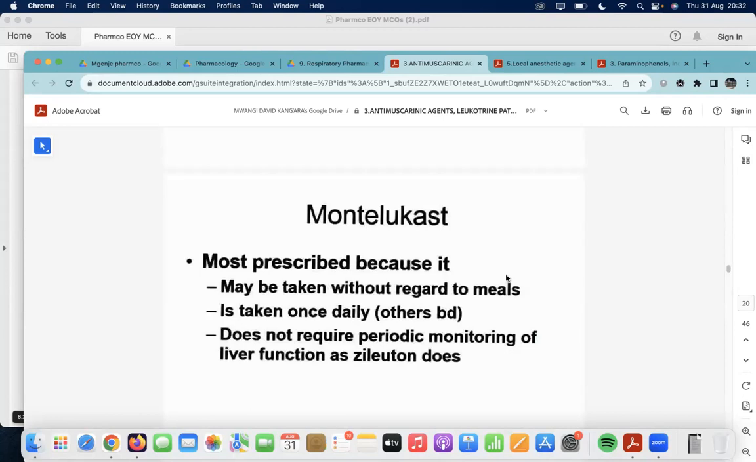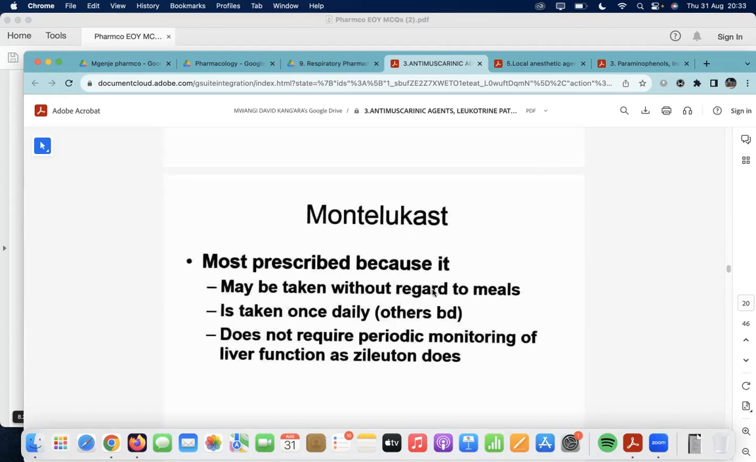So I really encourage you guys to go and read on eicosanoids, the topic of eicosanoids in second year, because it will help you relate better to what's being discussed now in third year. So Montelukast is most prescribed because it may be taken without regard to meals. It's taken once daily, others twice daily. It does not require periodic monitoring of liver function as Zileuton does. So we know Montelukast is a preferred leukotriene pathway inhibitor, and these are the reasons why it's preferred.